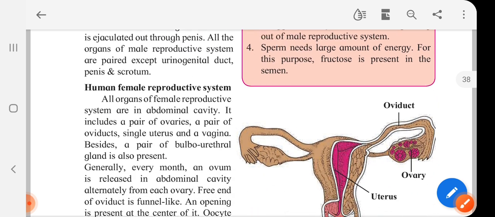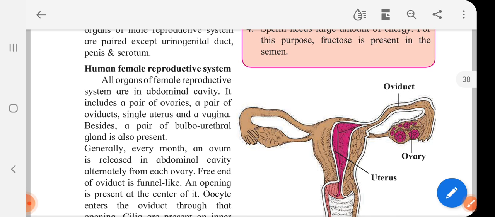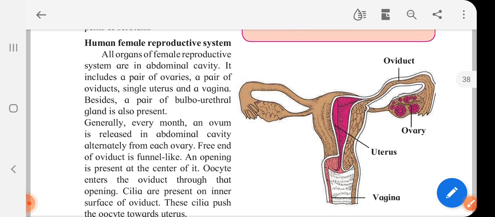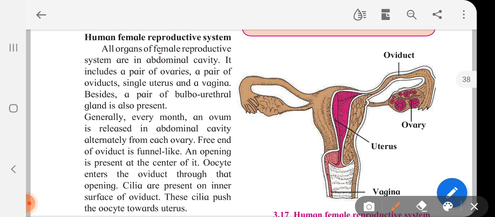Now let us understand the human female reproductive system. All the organs of the human female reproductive system are in the abdominal cavity. This is the difference, they are inside the abdominal cavity. It includes a pair of ovaries, a pair of oviducts, a single uterus, and a vagina. Besides, a pair of bulbourethral glands is also present.